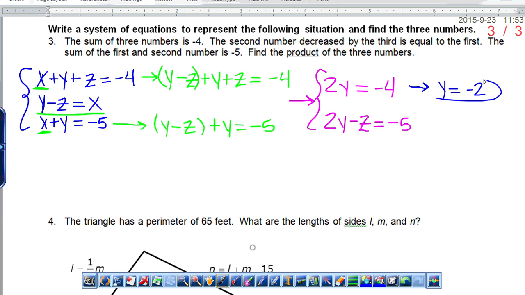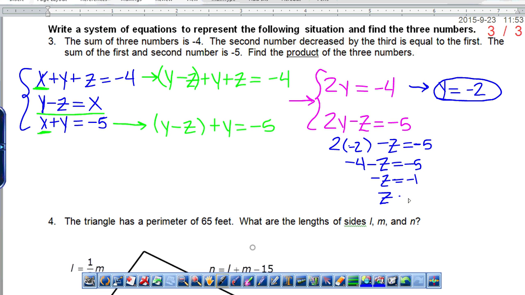Once we are able to find what y is, because we have this simplified equation here of just y and z, we can go ahead and solve for z. So 2 times negative 2 minus z is equal to negative 5. So negative 4 minus z equals negative 5. So negative z equals negative 1. So z equals 1.